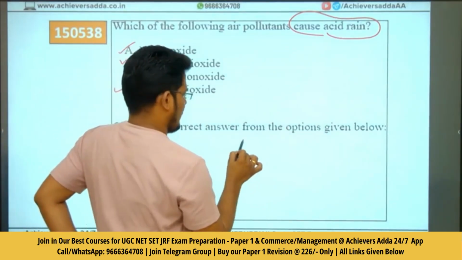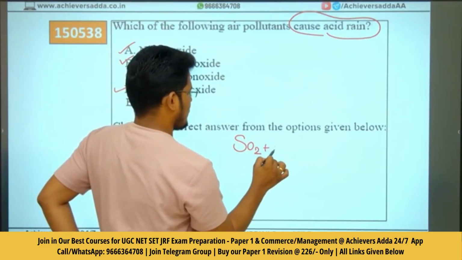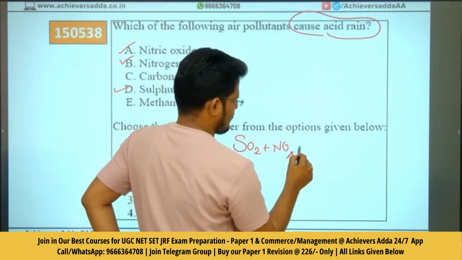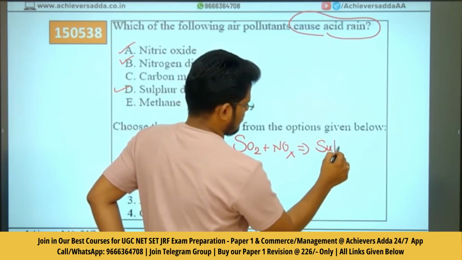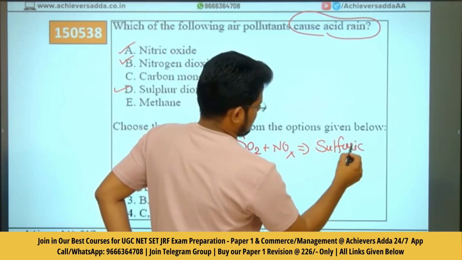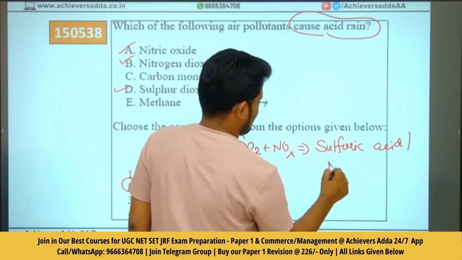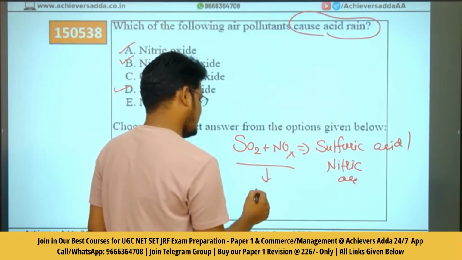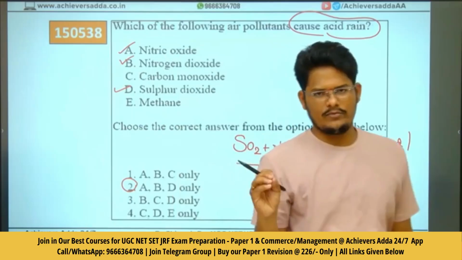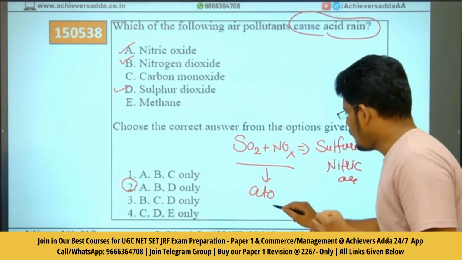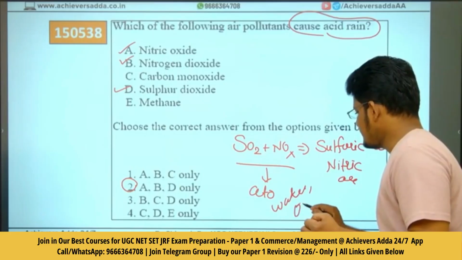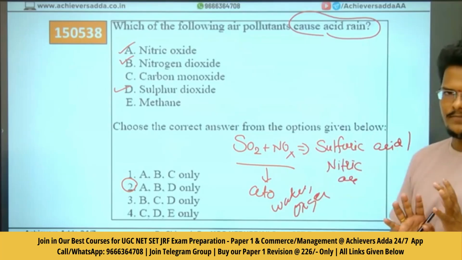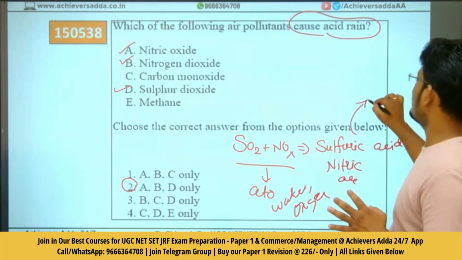When sulfur dioxide and nitric oxide interact, they form sulfuric acid or nitric acid. When SO2 and OH interact in the atmosphere with the water and oxygen, various chemicals interact and form sulfuric acid or nitric acid. So this will cause the acid rain.